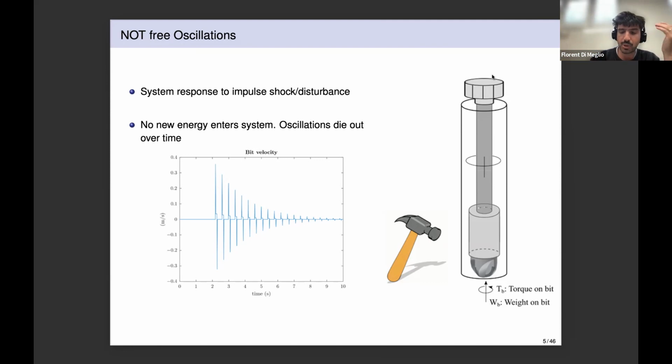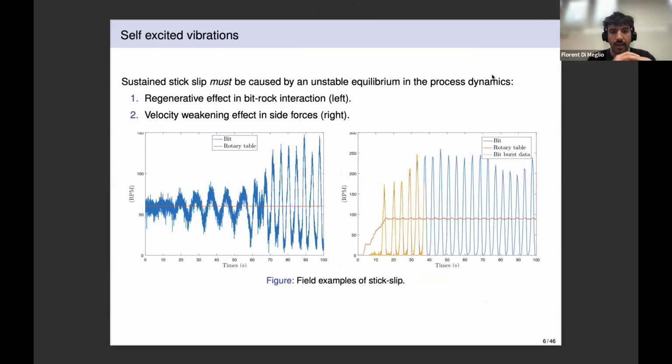And to get stick slip, you need some kind of instability to be present in the dynamics of the system. And there's mainly two phenomena that can contribute to this instability. The first one is what is called in the literature the regenerative effect, and that comes from the bit-rock interaction law. And if you look at the RPM at the bit or at the table, the signature will look something like what's on the left, with oscillations that progressively grow out of control. And the second potential cause for stick slip is what's called the velocity weakening effect that comes from the side forces.